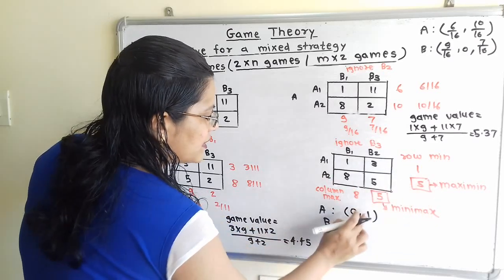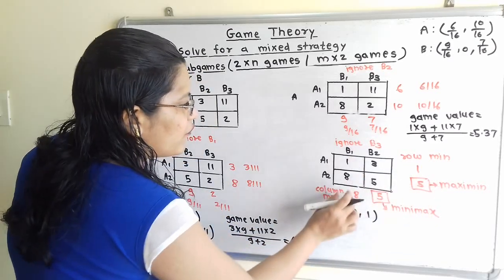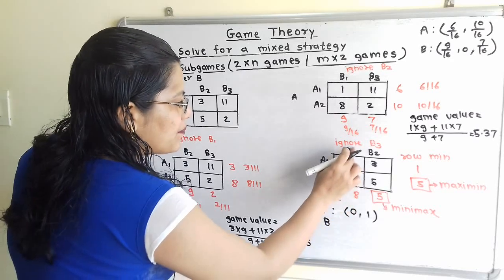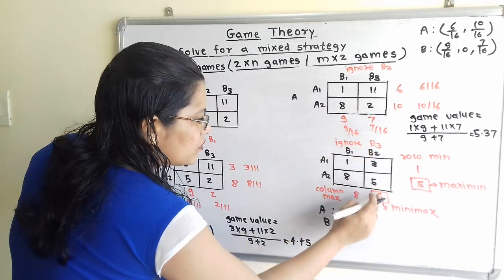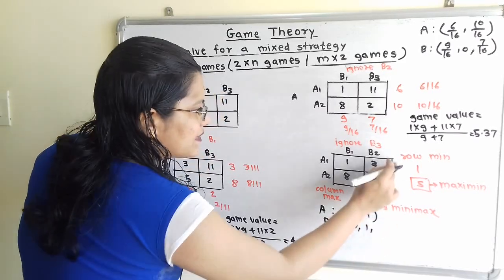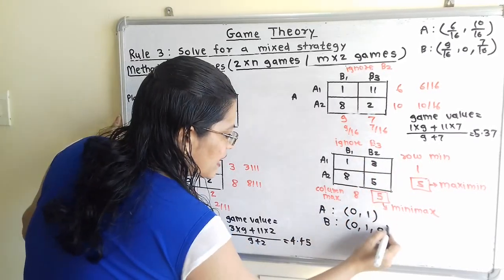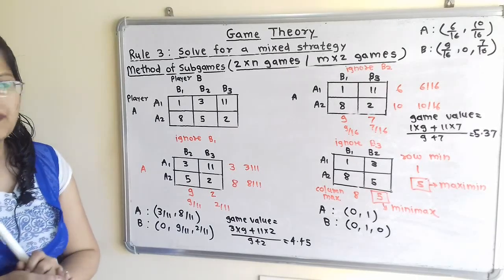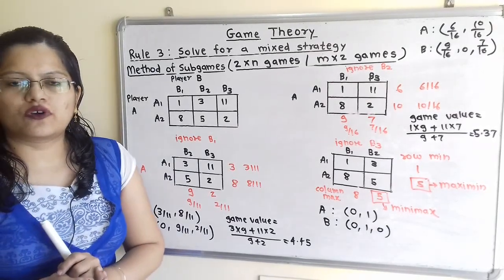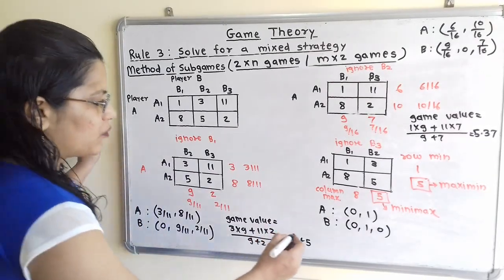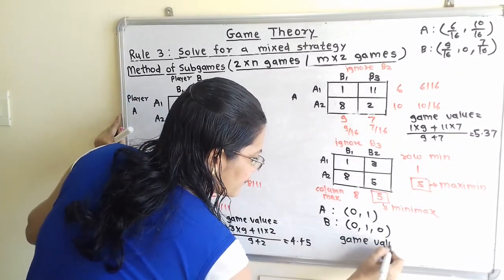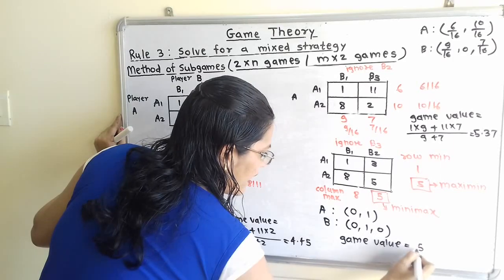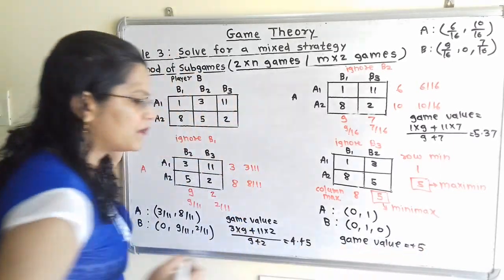So we will write here the answer, that is the optimal strategy. For A we will take 0, 1, and then for B, B1 is 0, then B2 is 1, and B3 is ignored, so again we have to write 0. And what is the game value? The game value is nothing but the saddle point, so the game value is equal to 5. This value is also plus.